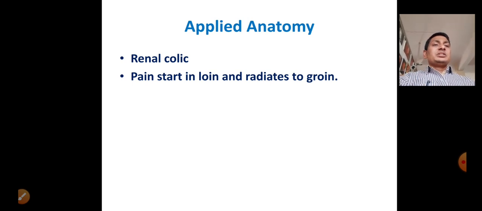Then applied anatomy. The main applied anatomy is renal colic. Pain in renal colic is caused by a ureteric stone, a calculus, which causes spasm of the ureter. In this condition, pain starts in the loin and radiates down to the groin. That is also called renal colic.